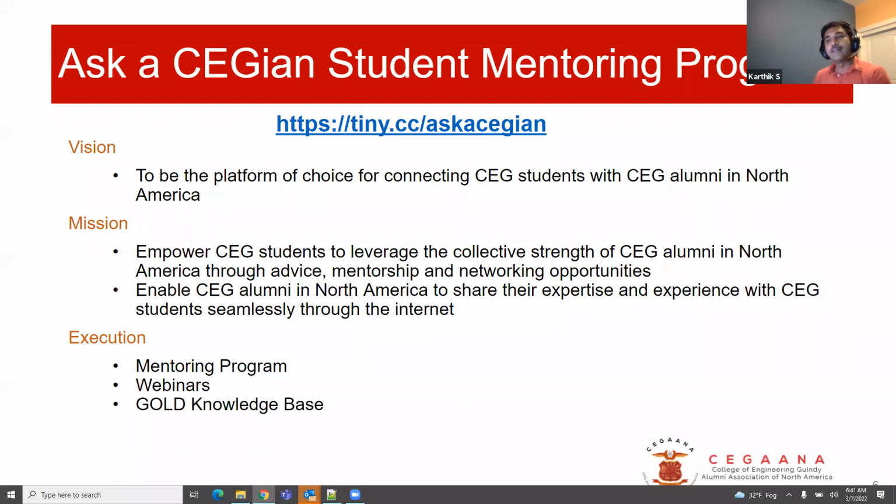And another arm of Ask a Agent is what is called the GOLD database. GOLD stands for Guindy Online Live Database. What it is, I should call it a Wikipedia for CEG engineers, if you will. So it talks about a lot of knowledge that used to be passed on batch to batch in a tribal manner, if you will. This is just an online space to store some of those.